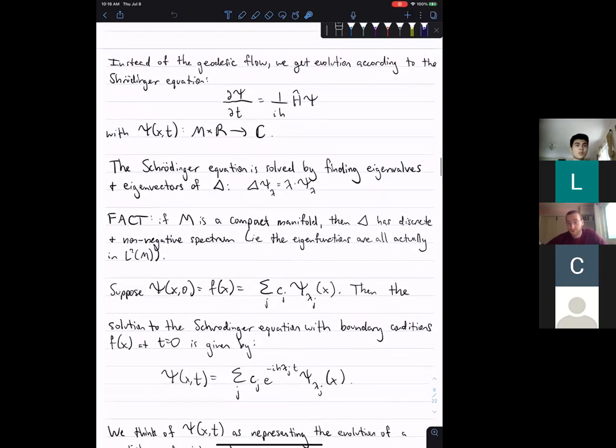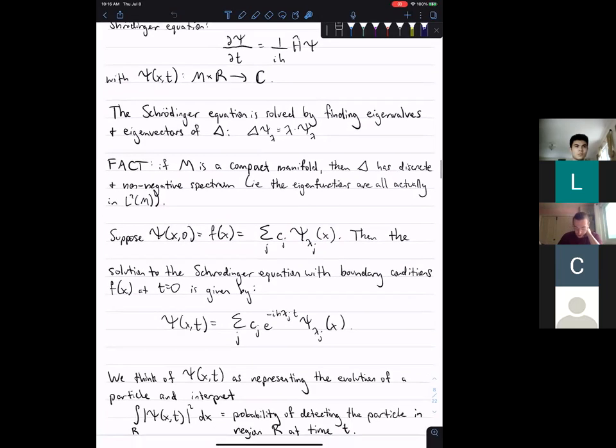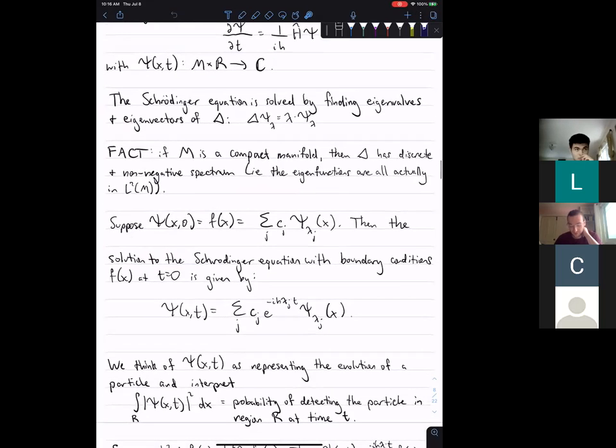So if you want to solve in general the Schrodinger equation with some initial condition, what you can do is take your initial condition at time 0 and decompose that function in terms of the eigenfunctions of the Laplacian. So that's what this represents. This right here, you should think of as the eigenfunction with eigenvalue lambda j. Then the solution to the Schrodinger equation with this initial condition, all you do is essentially take this decomposition and throw in these factors e to the minus i h lambda j t. Hopefully I got this right. Maybe this is positive, I'm not sure. I think this is correct, but it might be slightly wrong.